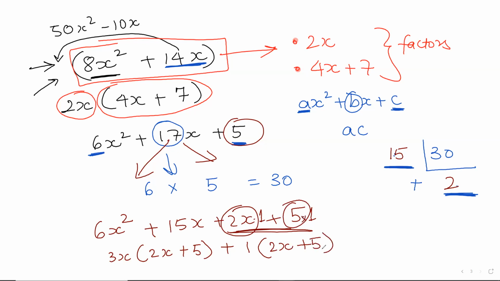So now how do you know that you were doing this the right way? Both of your brackets should have the same factor, okay? So in these two, you can say this is one term and this is one term.